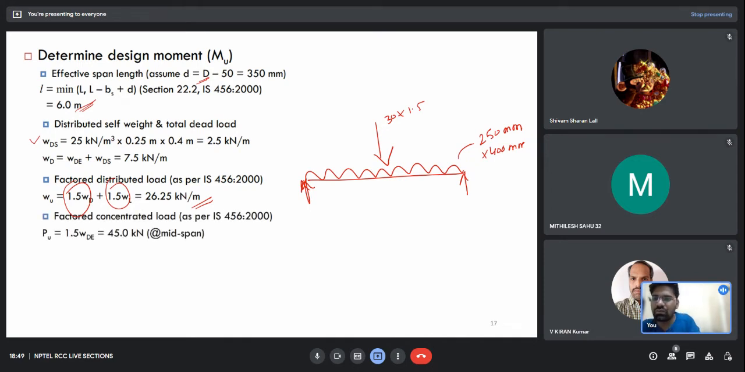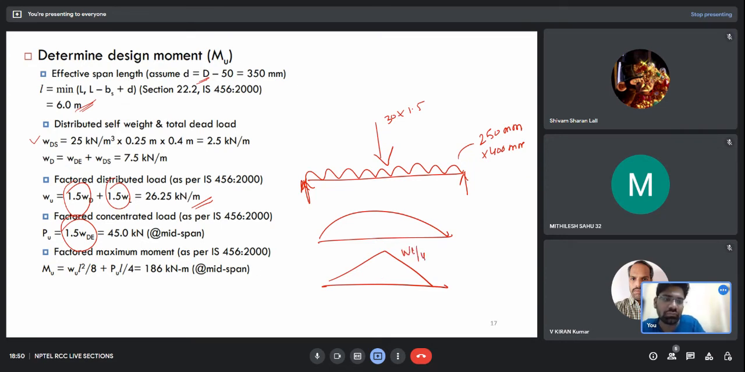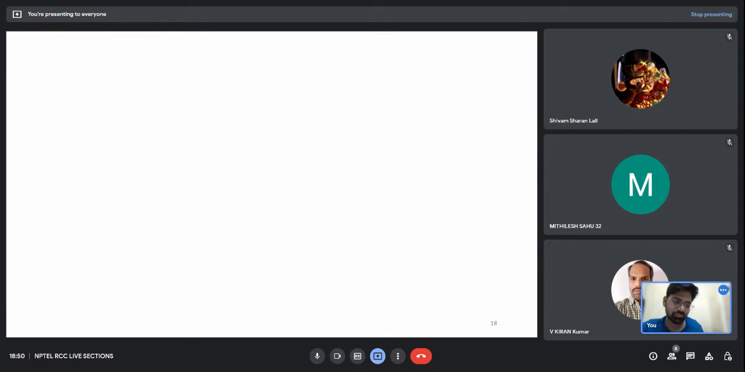Okay, you can see it here. The factored load, point load. Now you know this will be WL²/8 and the other one will be WL/4. We can use the principle of superposition here. So this is the final moment for which I have to design my beam.